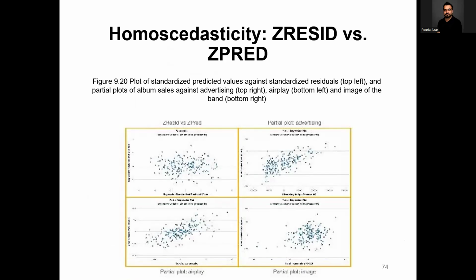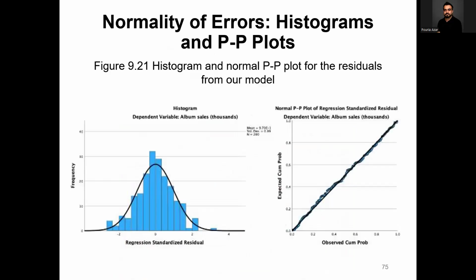This is how we check for homoscedasticity. So we can plot the outcome variable on the predictor variable. And I just want to see a random cloud of points, no funnel shape, no specific pattern. Then I would assume that the homoscedasticity assumption is met.